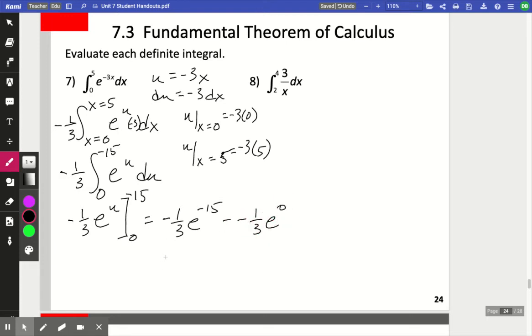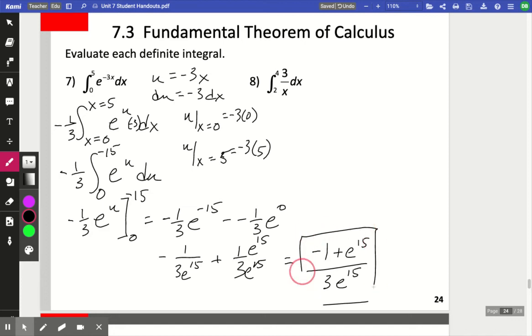All right, and so that would get me negative 1/3 e to the negative 15th. Remember, that means 1 over e to the 15th. So this would be like negative 1 over 3e to the 15th plus 1/3, right? So you could have that, or you could combine them by getting a common denominator. So you would multiply by e to the 15th over e to the 15th, and so I could have negative 1 plus e to the 15th over 3e to the 15th. But each of them are basically correct. We just have to remember that if we're looking on the answer sheet or multiple choice, one of them might be different.